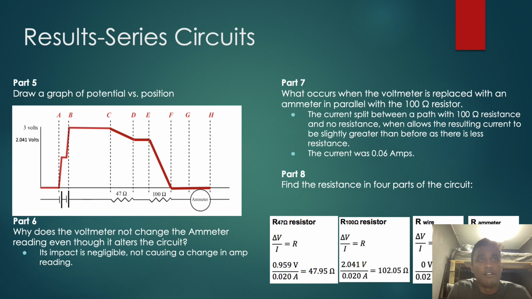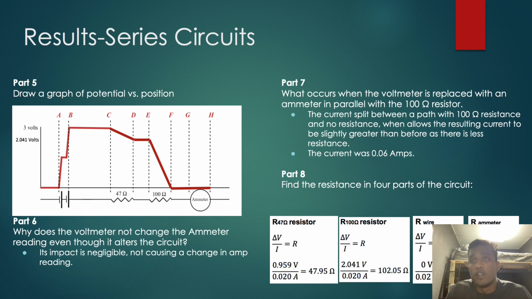Next, we can draw a graph of potential versus position. We ask the question, why does the voltmeter not change the ammeter reading even though it alters the circuit? This is because the impact it has is negligible. Therefore, it does not cause a change in amp reading.